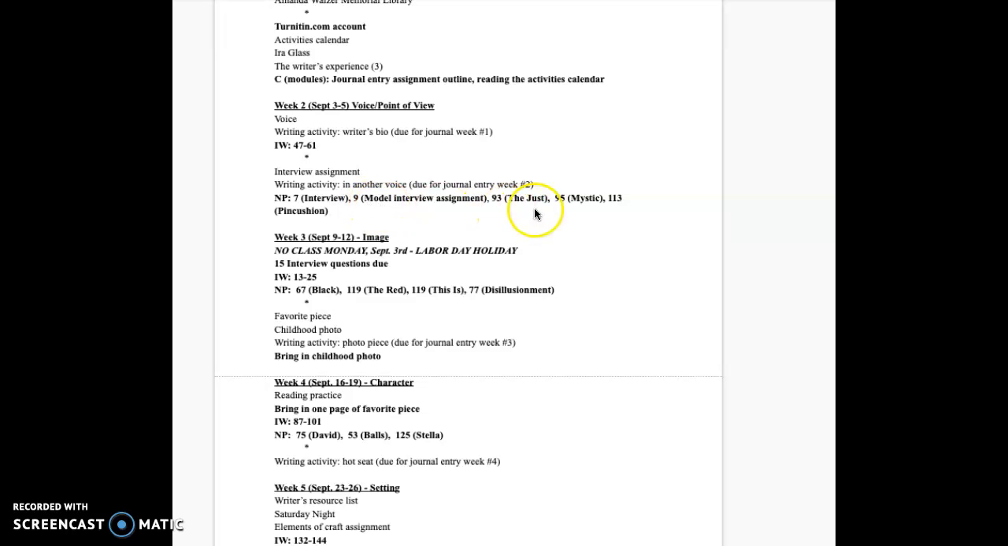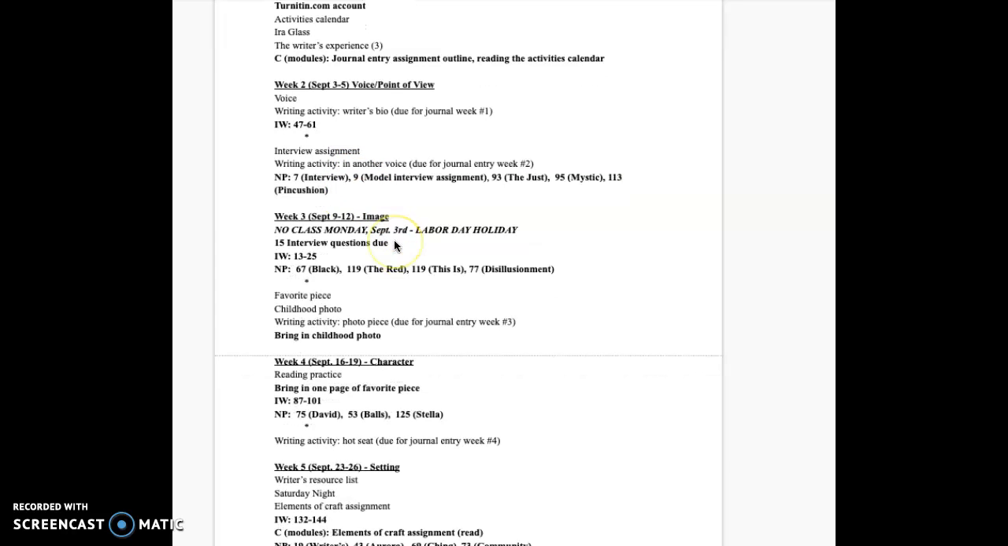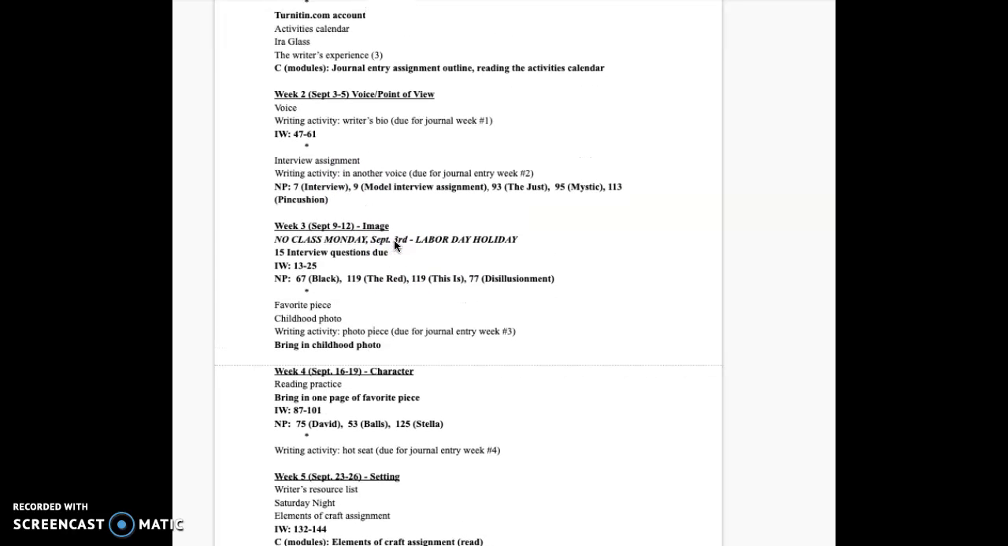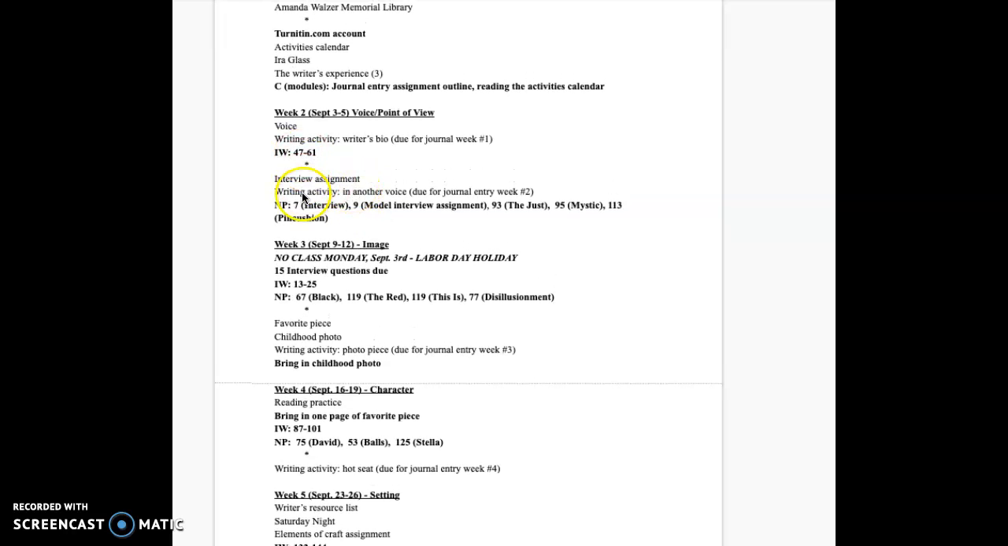Now, some of these readings, like Mystic Tan, My Failed Switcheroo, start on page 95. I'd like you to read all the pages included in that creative nonfiction text. Or like the model interview assignment, I'd like you to look over all the pages, not just what's on page 9. You can also see that starting with week 2, it'll tell you the writing activity, in another voice, right?